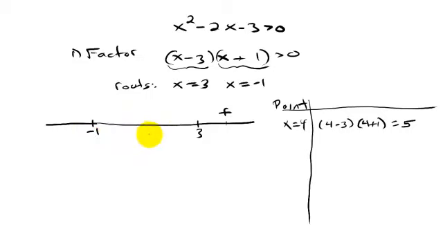Pick a point in this region here. Probably the easiest one would be 0. Let's try x equals 0. We get 0 minus 3, 0 plus 1, okay, which is -3, which is negative. We got a negative here.